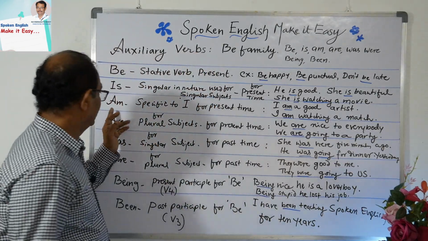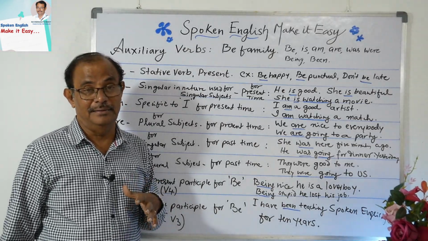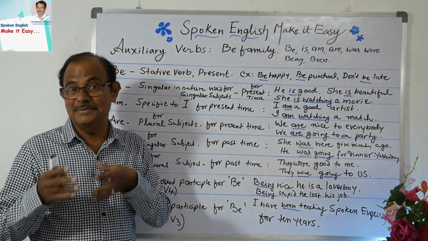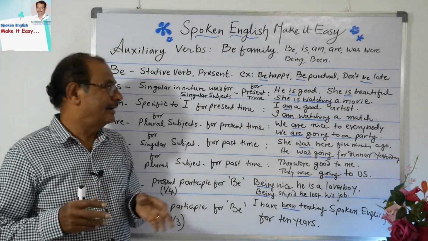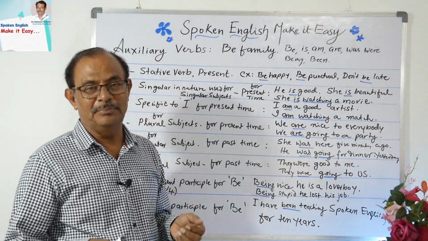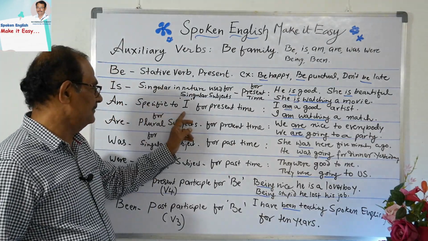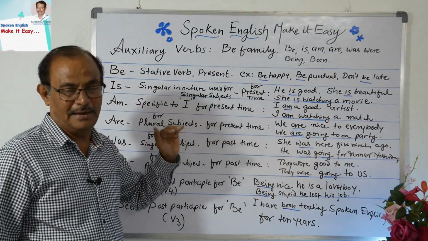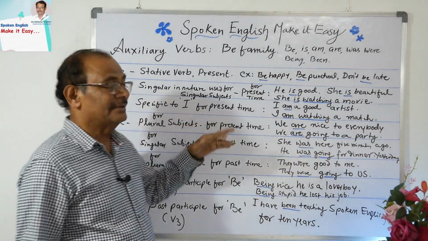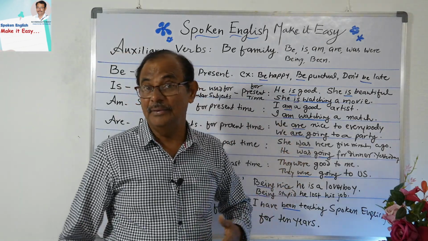Then come to the next, am. Am is very specific for I. If there is I, there must be am. So I generally tell all the people, funnily, that am is booked for I. So it is specific. I is very specific for am, and for present time only, not for past time. See here, I am good. I am a good gentleman.